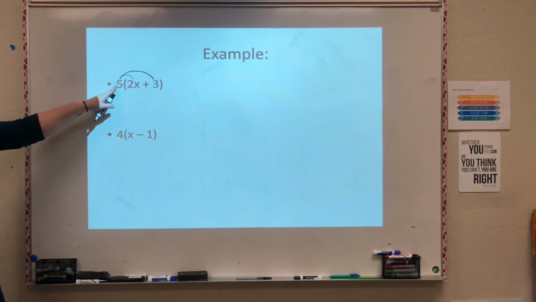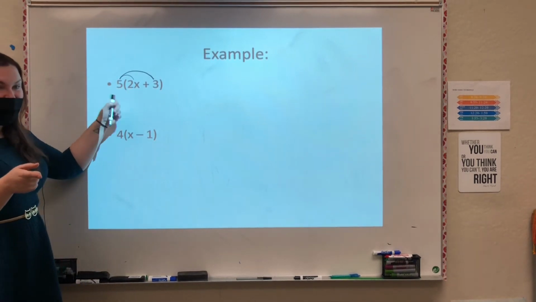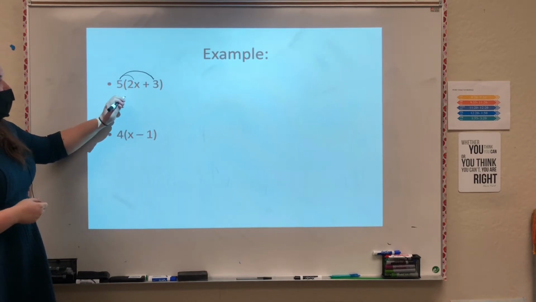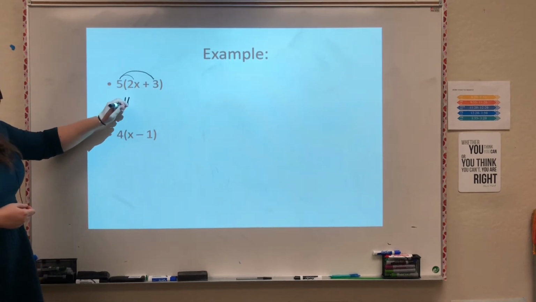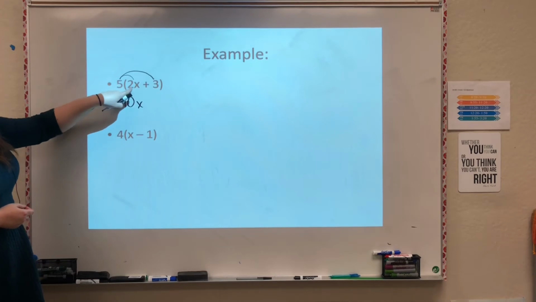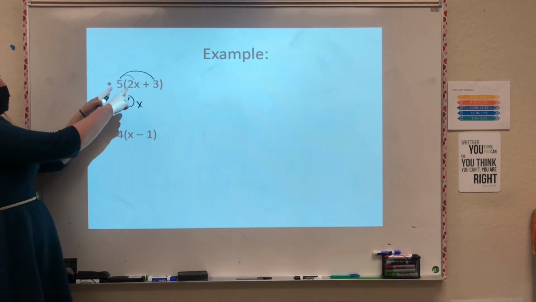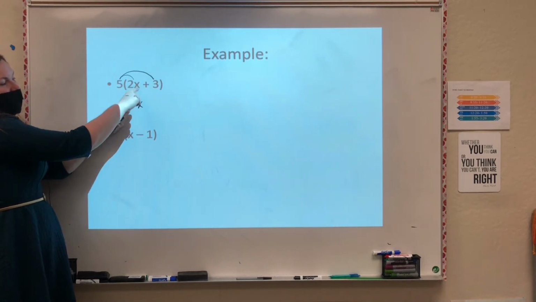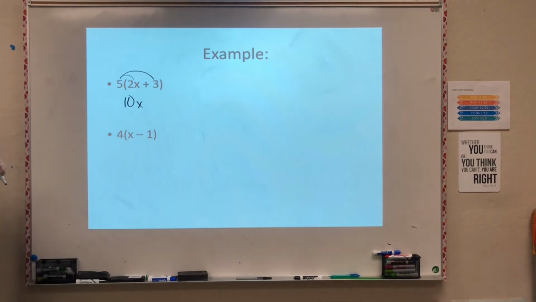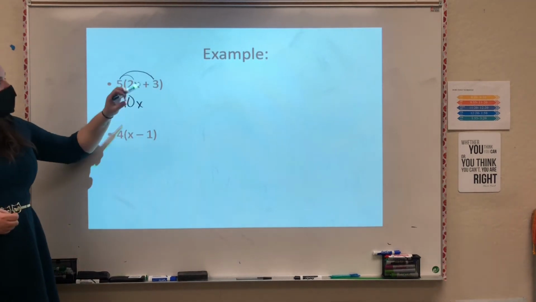So you said we're going to multiply the 5 with the 2. That's going to give us 10. What do you think I'm going to write down? 10x. Nice. So if there's a variable with it, you do exactly what you just said. Multiply those numbers and then just bring down your variable. And then you said, what else do you want to do? Multiply 5 by 3, you get 15.